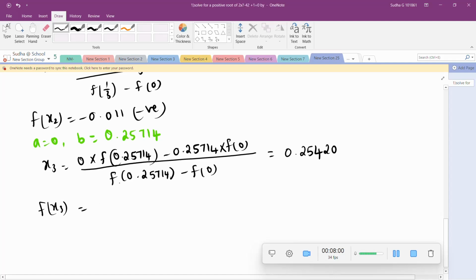We have to substitute this in the given function, instead of x, we substitute 0.25420. Then we'll get minus 0.0003, which again is negative.